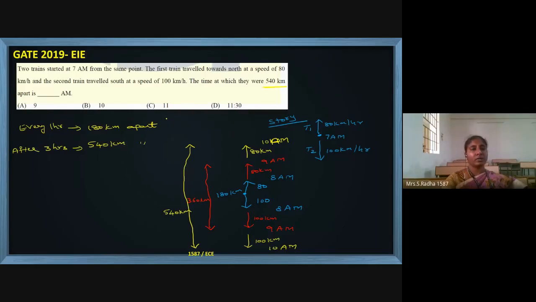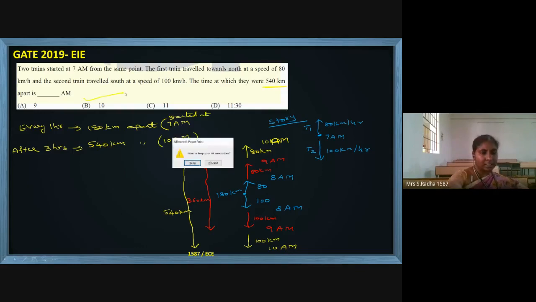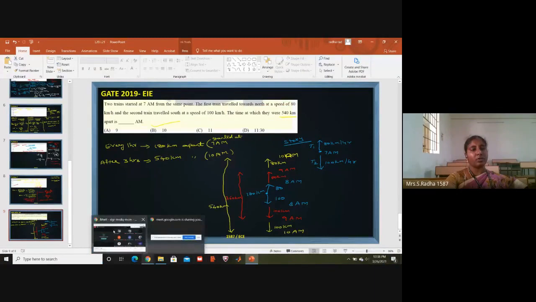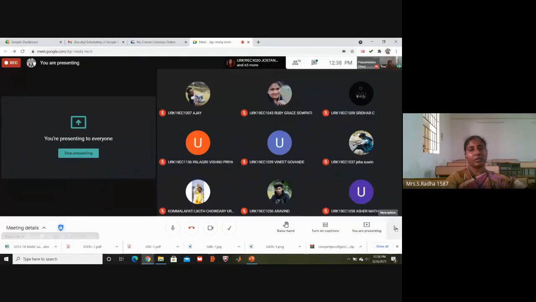They started at 7 a.m., so after 3 hours it is 10 a.m. There are two ways you can understand this, and whichever is easier for you, you can follow. This is about the problems on trains. I am closing the problems on trains.